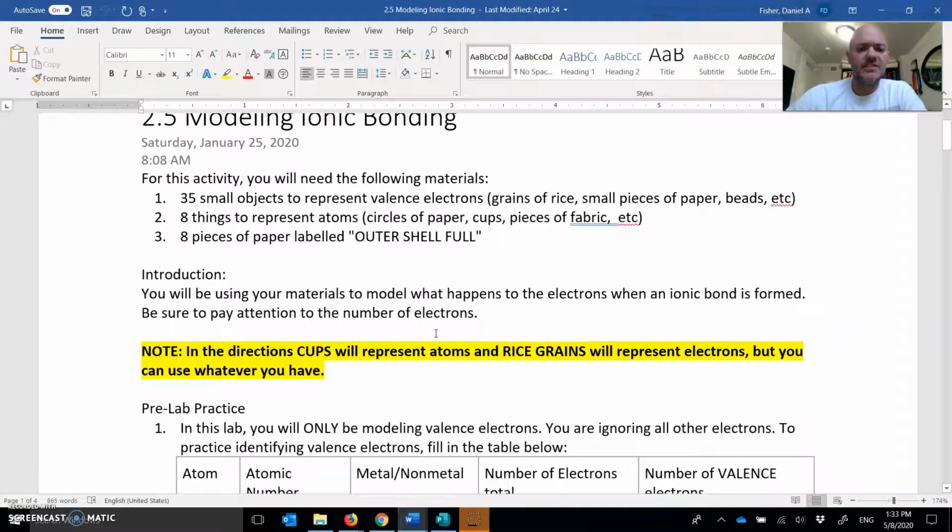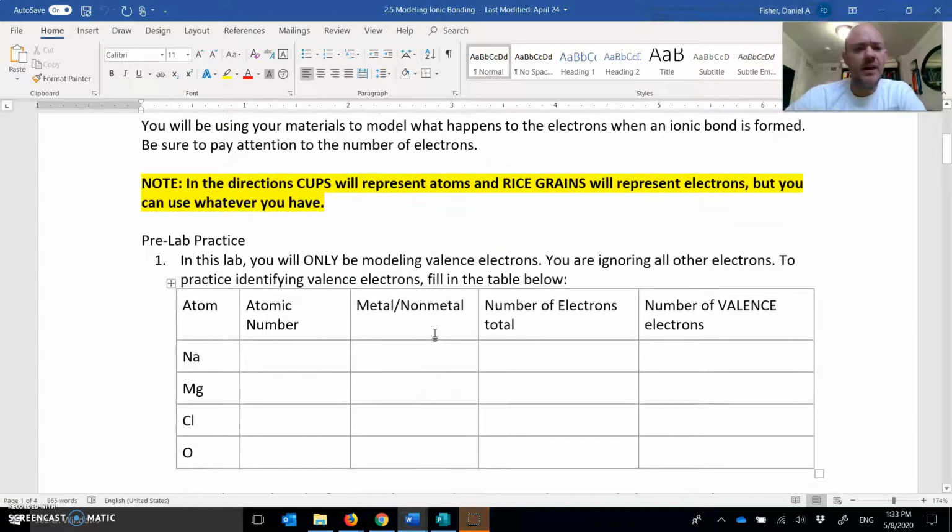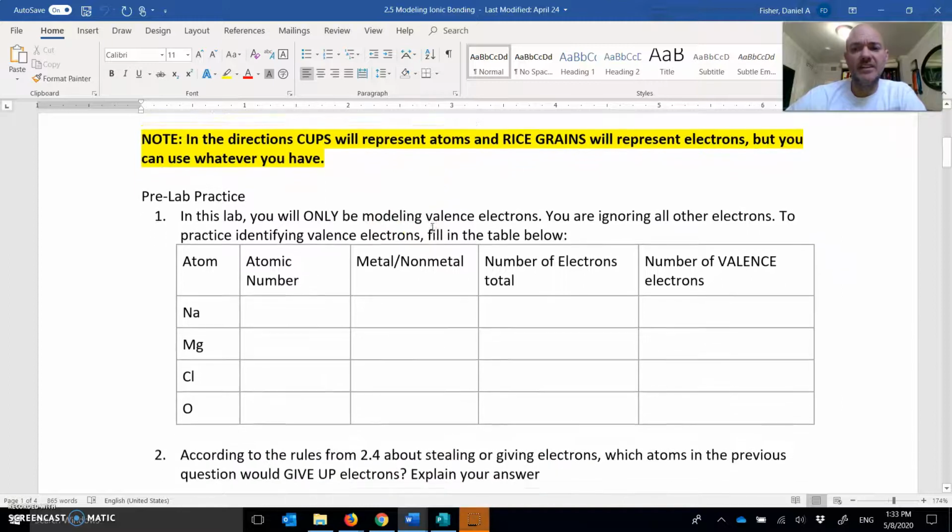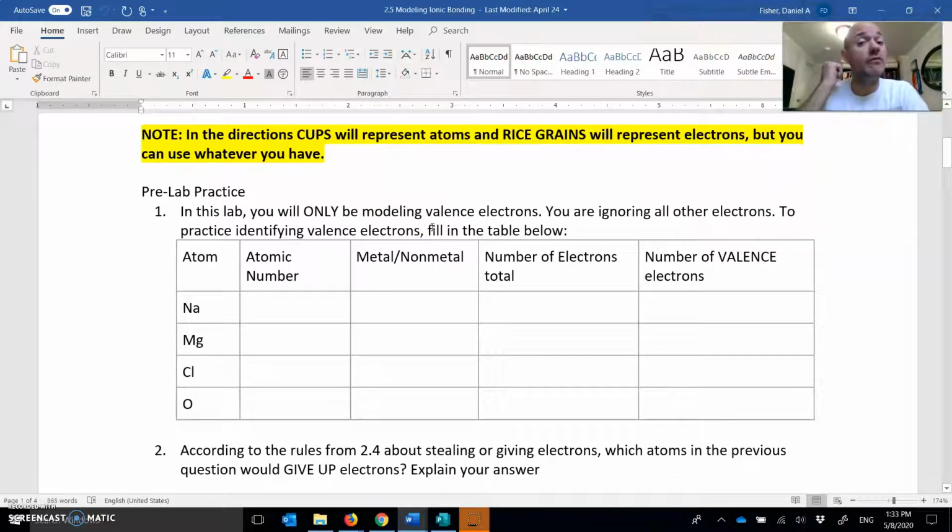All right. So here's what we're going to do. The first thing you're going to do in the pre-lab is think about modeling valence electrons. We just went over this in 2.4. What are valence electrons? So I want you to be thinking about this. What is the atomic number? Is it a metal or a non-metal? Metal and non-metal we did talk about back in some of the earlier lessons. Number of electrons total, and then the number of valence electrons. Assume all of these atoms are neutral at the start, okay? And then think about the number of valence electrons.